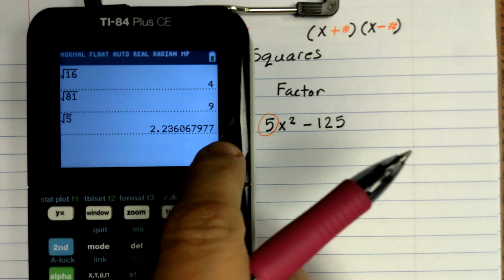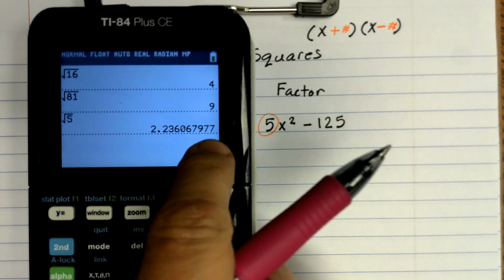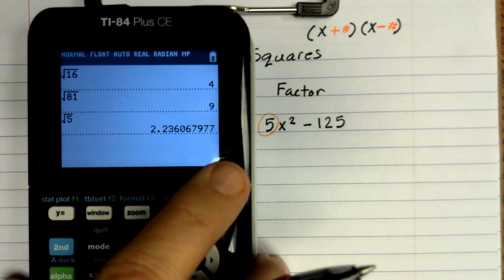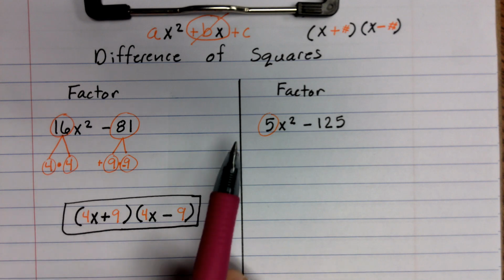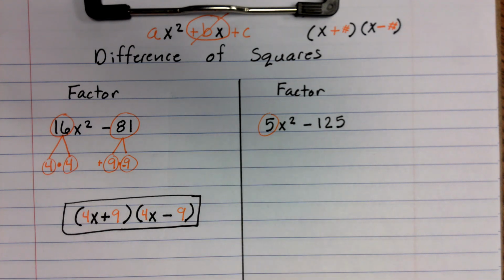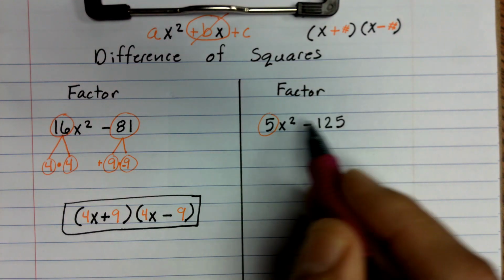Notice this gives me this random decimal strand, 2.23606, and so on. When I see that, I know it's not a perfect square, and so we are not going to be able to find two numbers that multiply to give us 5. So since it's not a perfect square, we're going to see if we can actually factor out this value from both of these terms right here.